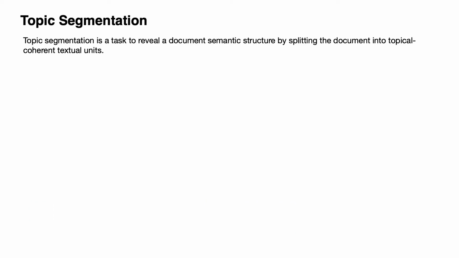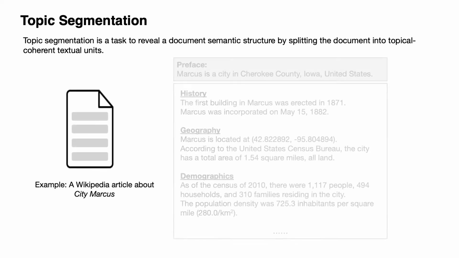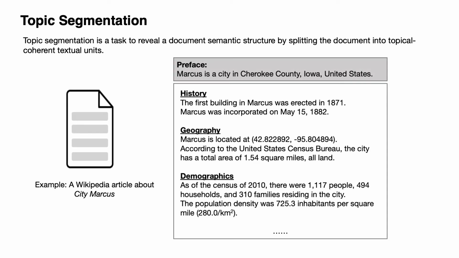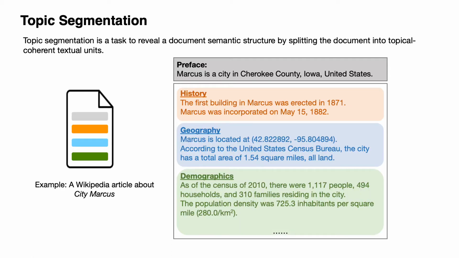A well-structured document with clear segments is usually quick to skim and easy to understand. This gives the motivation of the topic segmentation task: to reveal a document's semantic structure by splitting the document into topic coherent textual units. Let's see a real example, an article sampled from Wikipedia which introduces a US city. The body of this article is segmented into sections, like history, geography, and demographics. It is quite easy for readers to get the information of what is going on.